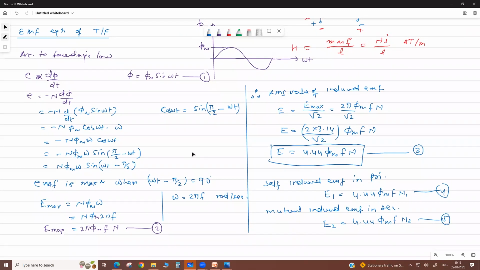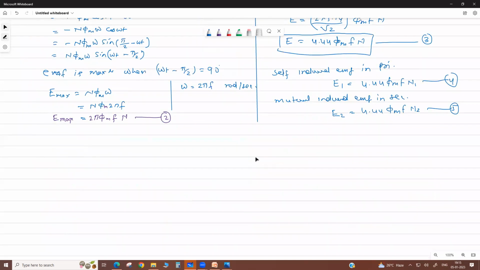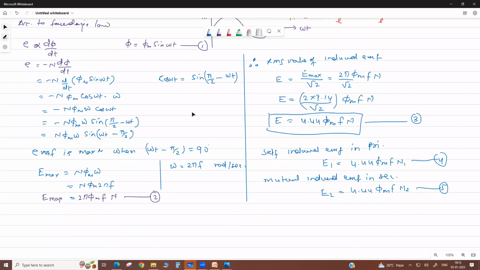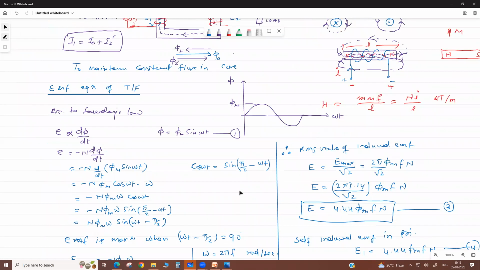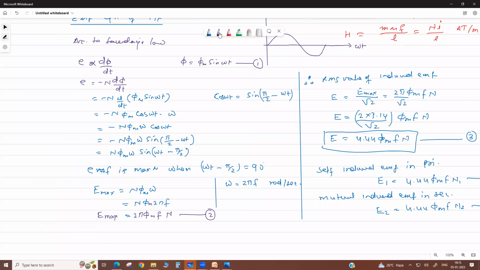This is also asked as the EMF equation of the alternator, or the back EMF equation of the DC generator. So please remember this generated voltage equation, the EMF equation of the transformer and alternator. Okay, this is the working principle and EMF equation. Okay, now please.